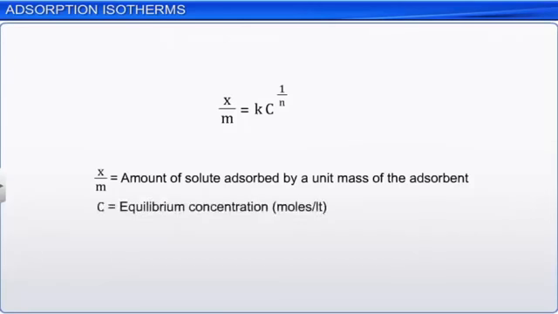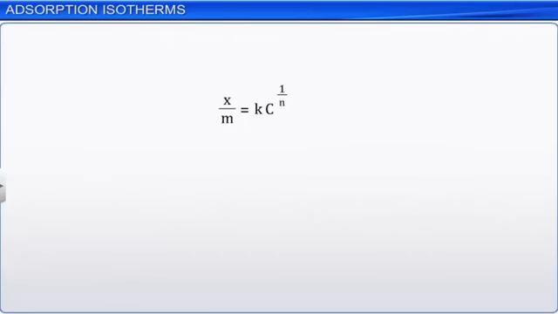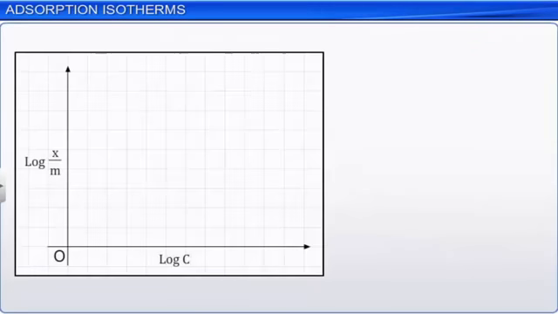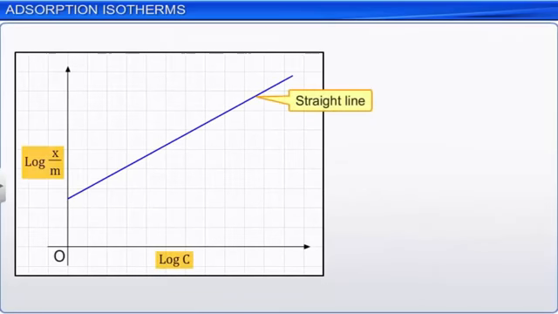Taking logarithm of this equation, we get log x by m is equal to log k plus 1 by n of log c. This equation also corresponds to the equation of a straight line, y equal to mx plus c. If the graph between log x by m and log c is a straight line, then we say that the Freundlich adsorption isotherm for solutions is valid.